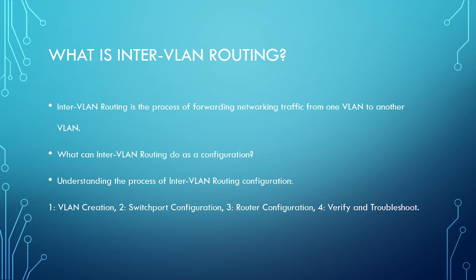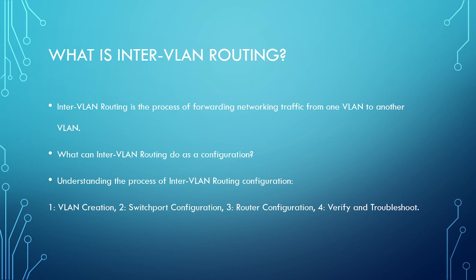Understanding the process of Inter-VLAN routing configuration. Basically, the process of Inter-VLAN routing configuration involves the following steps. The first one is VLAN creation, where the VLANs are defined and assigned to a network device or network devices via the switch, and you must have a unique ID set for each of the VLANs. Second, you must do the switch port configuration. After creating the VLANs, you need to configure the switch ports to belong to the appropriate VLANs that were created inside the switch's configuration interface.